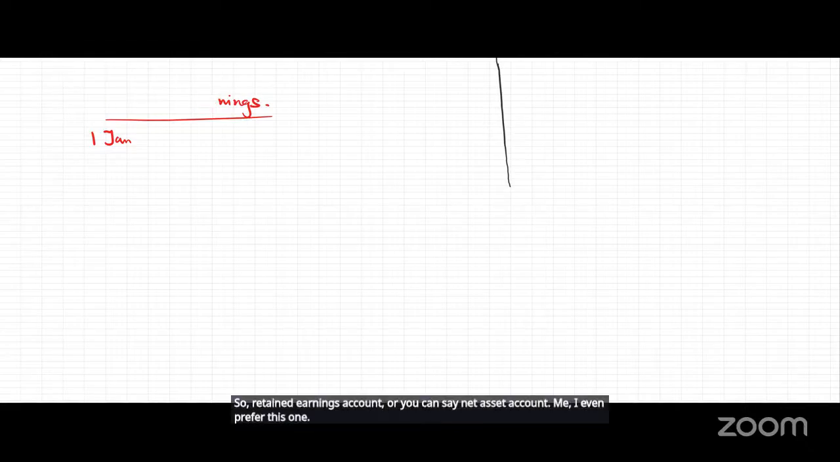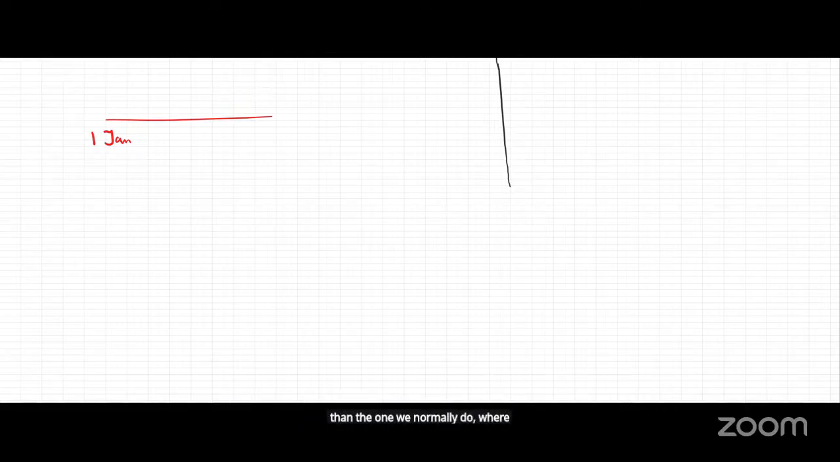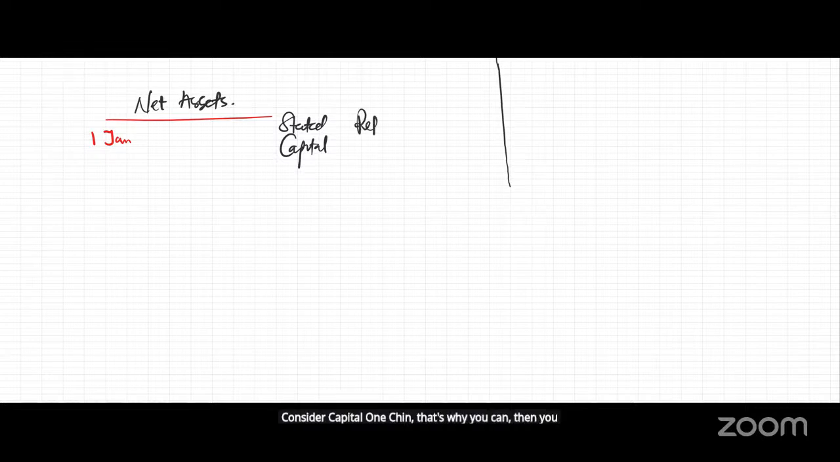Me, I even prefer this one than the one we normally do, where you have acquisition and reporting. So this one I can say statement of net assets. Then I'm going to bring stated capital here, because stated capital won't change. Then you bring retained earnings here. This one too is not bad.